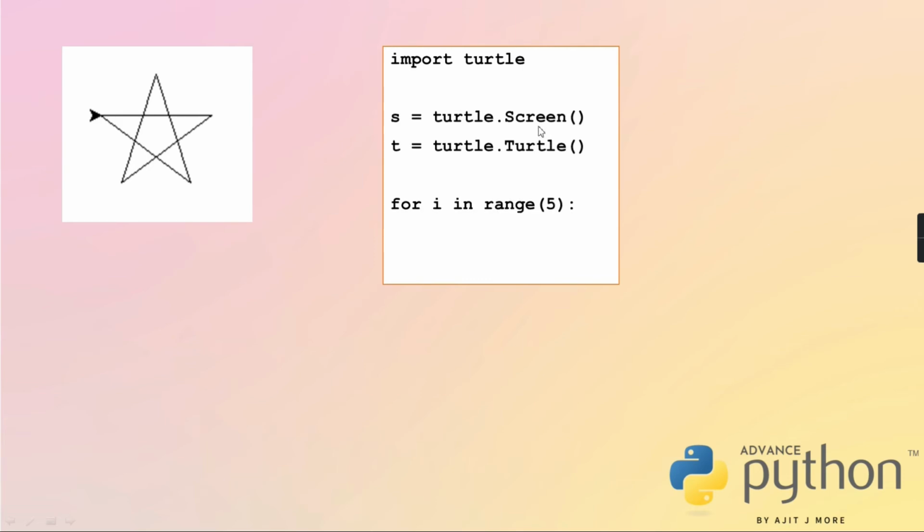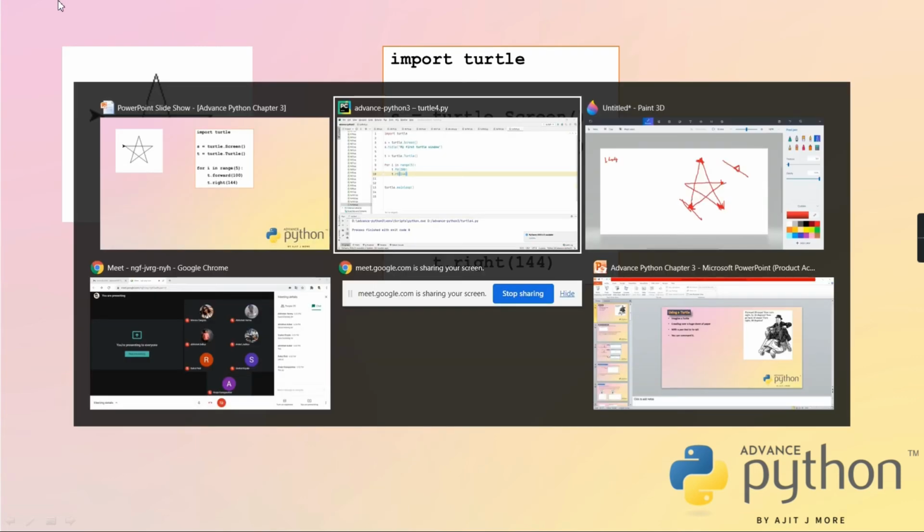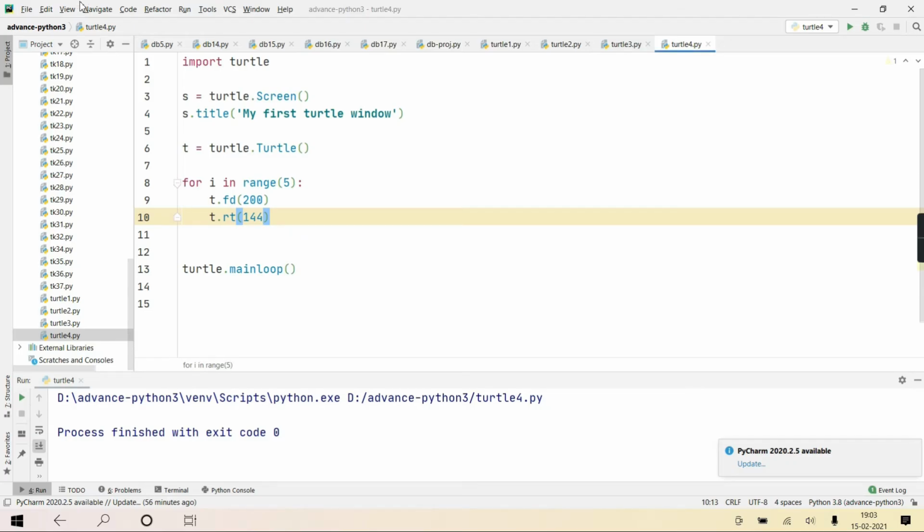Okay, see. So we created the screen, then the turtle object, then the for loop, and move forward and right 144. The same thing with left also we can do, I guess, but the angle should be the same. Only the order of drawing will change.